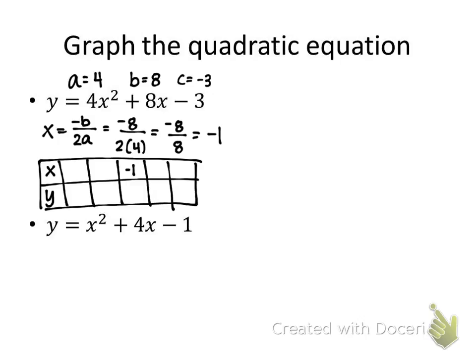So what number would be smaller than -1? -2. Smaller than that? -3. What number is larger than -1? 0 and 1. So now this is where we use our calculator.